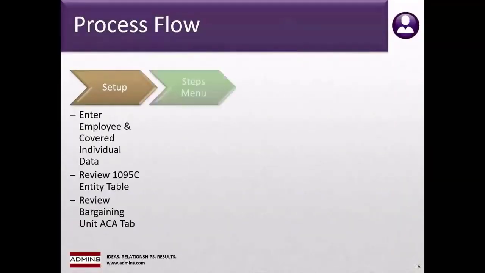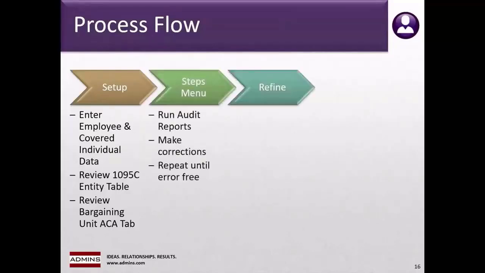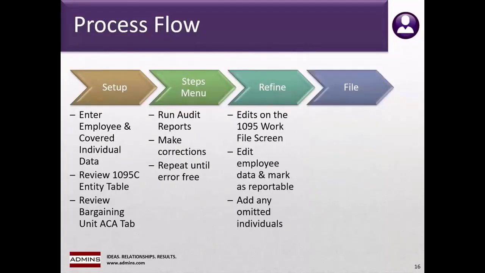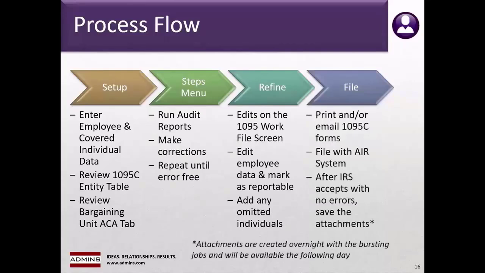After some initial setup of the entity and bargaining unit tables, along with the data maintained over the course of the year in the employee maintenance screen, run the audit reports and make any necessary corrections. Refine the data, and print and distribute forms and file with the IRS. Your last step will be to save the 1095-C forms as attachments to your employee records. This is all done via a STEPS menu that will guide the process.